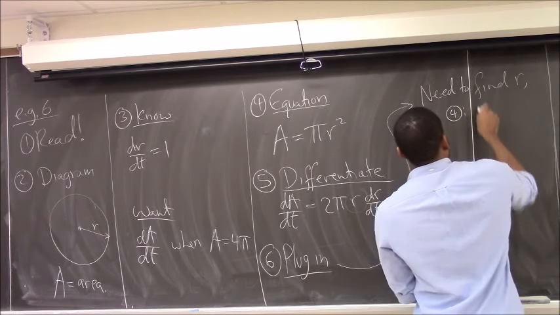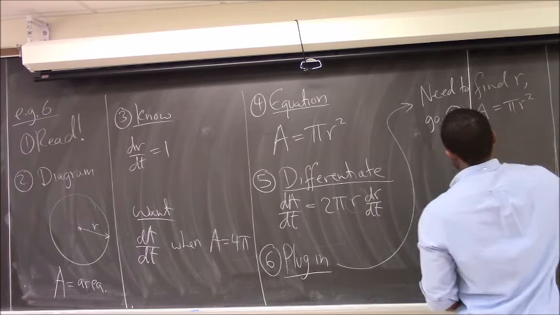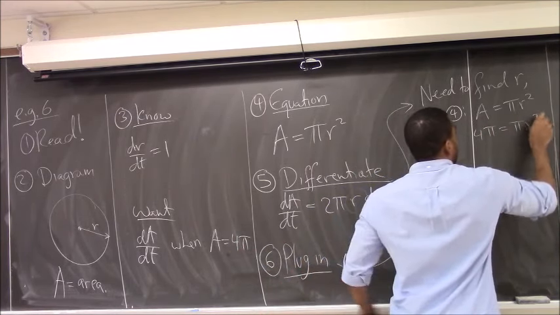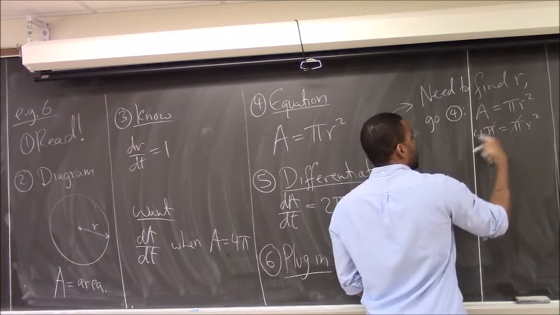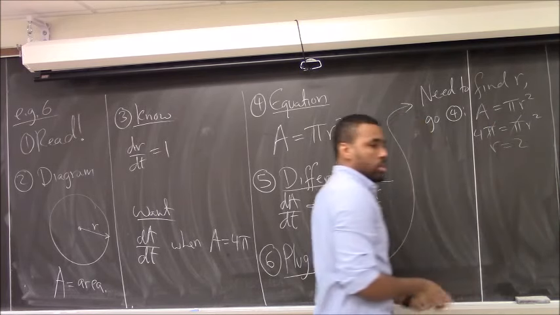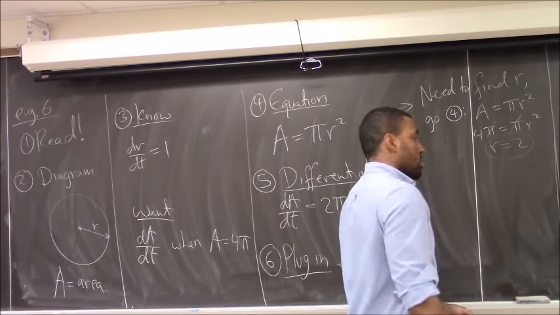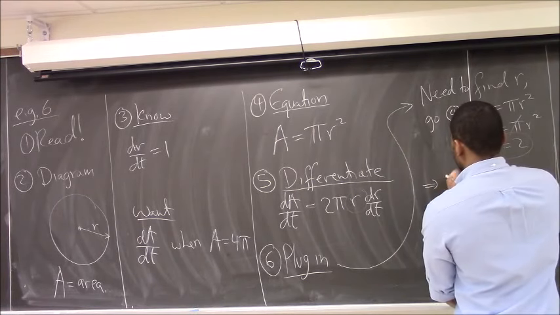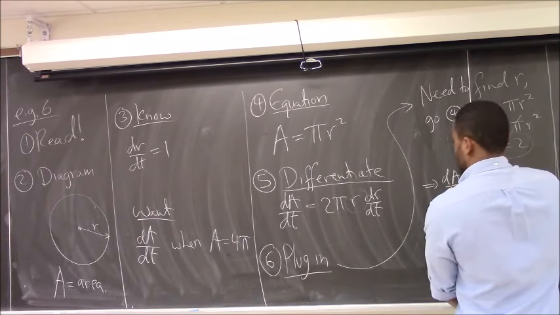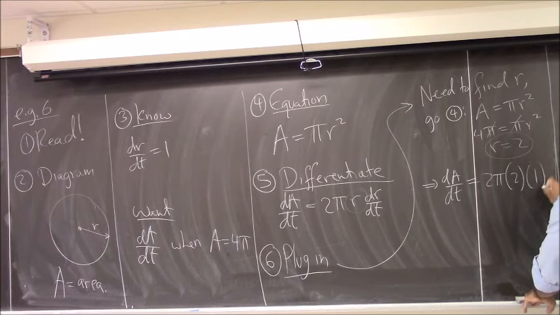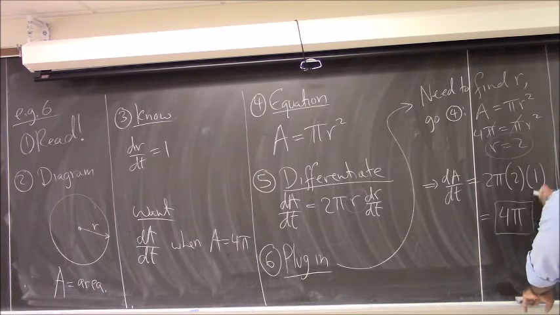Go to step 4. We know that A is equal to pi times r squared, and we are told that our A is 4 pi. So you can divide both sides by pi, you get r squared is equal to 4, so r is equal to 2. Because r is a length, it can't be negative 2, it's positive 2. And so now we can get that dA/dt is 2 pi times 2 times 1. So the area is also increasing at a rate of 4 pi meters squared per minute.